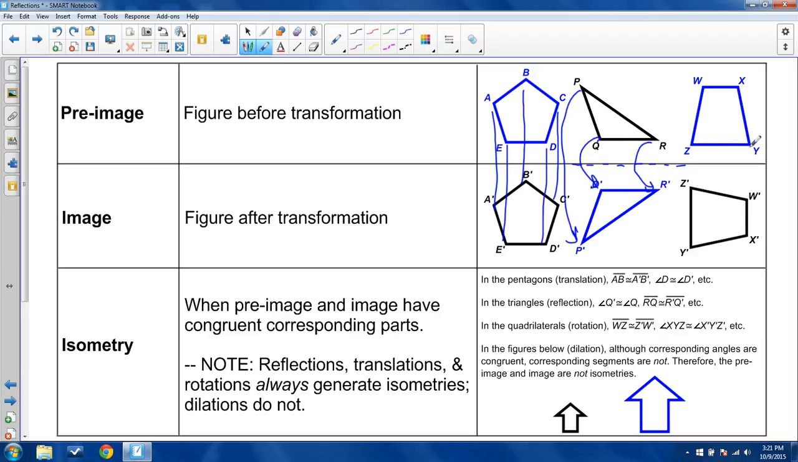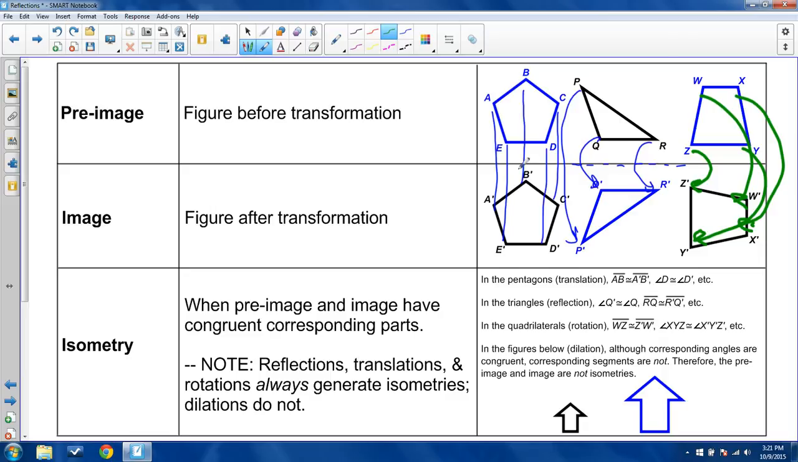And then here's a rotation where you actually see these points rotating here. You can see Y go all the way down there to Y prime, and Z only goes down to Z prime there, etc. So the object rotates about 90 degrees. All three of these types of transformations, that is translations, reflections, and rotations, are all isometries. And that is when the pre-image and image have congruent corresponding parts.